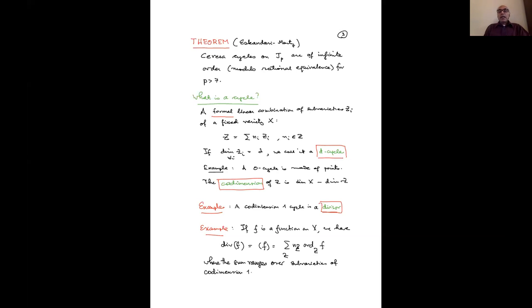What is a cycle? So if I have some fixed variety X, then we may look at a formal linear combination of subvarieties. So there are subvarieties Z_i inside X, and I can take a formal linear combination, summation n_i Z_i, where the n_i are integers. So again, I insist that you understand it's formal. There's no real way to add subvarieties, they don't form a group, but you're forcing them into a group by looking at the free group generated by the irreducible subvarieties. And if the dimension of each of these Z_i's is a fixed d, then we call Z itself a d-cycle. So this Z is a d-cycle.